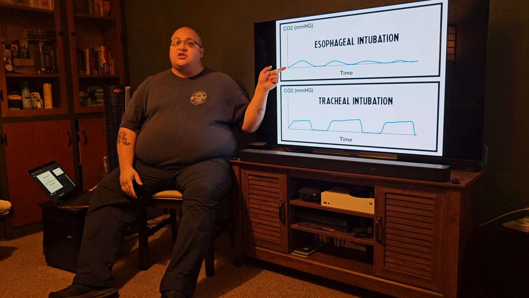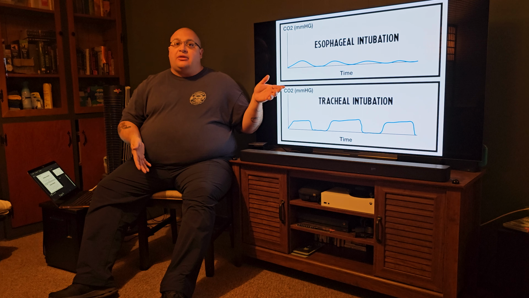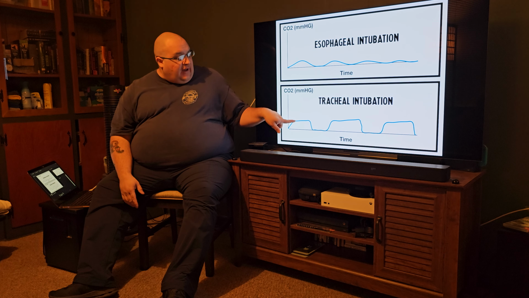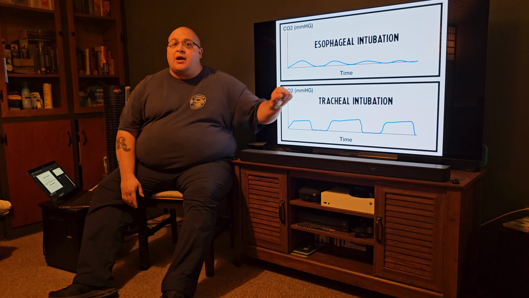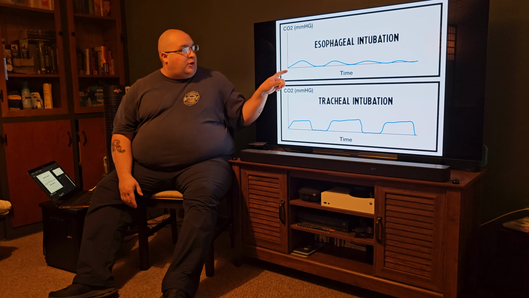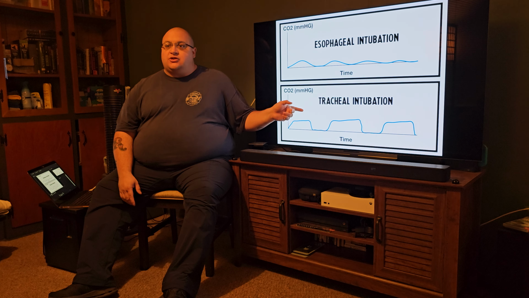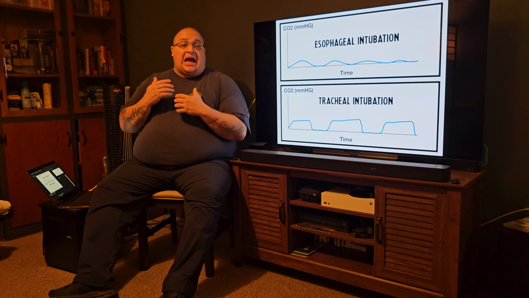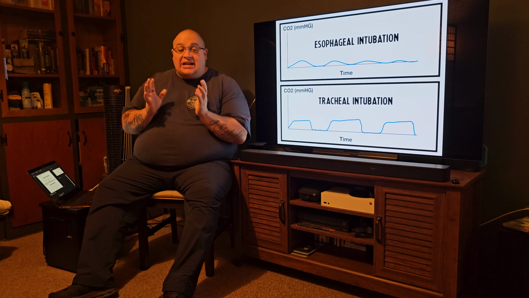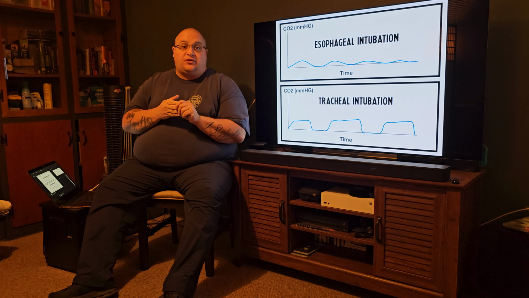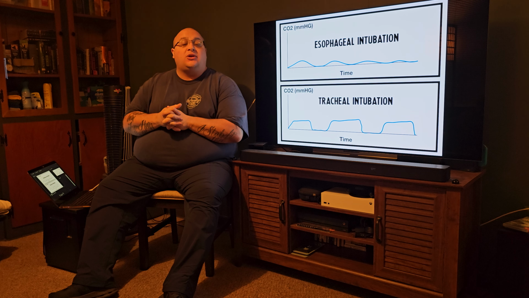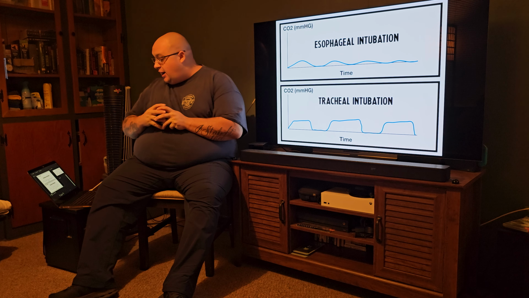We can put them on this machine, and as we breathe through that tube, if I am not getting these good squared off changes in the waveform, I can tell that I am most likely in the esophagus as opposed to being in the trachea. So in our field, it is 99% used for endotracheal tube confirmation to make sure we're in the right spot.